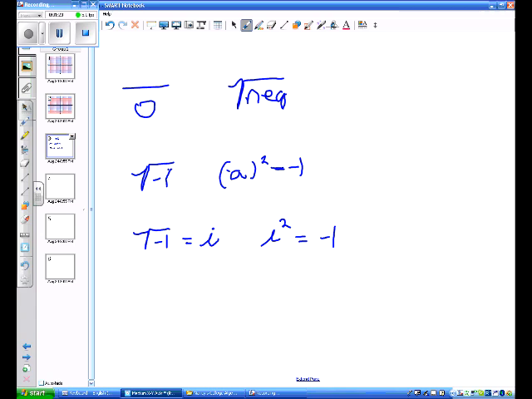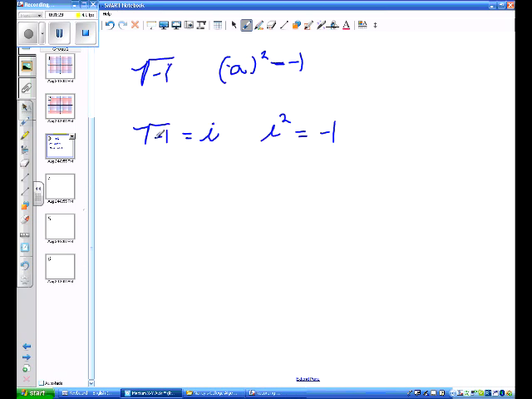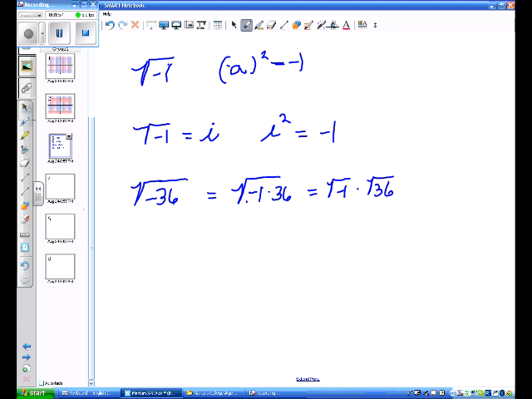So if we look at this then, if we're wanting the square root of -36, then that's the same as the square root of -1 times 36, which would be the same as the square root of -1 times the square root of 36. And we've defined the square root of -1 to be i, and the square root of 36 would be 6, so we have 6i.